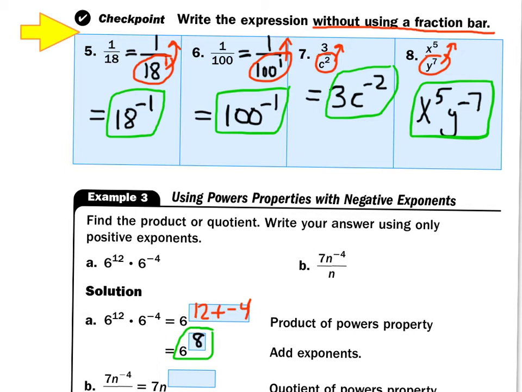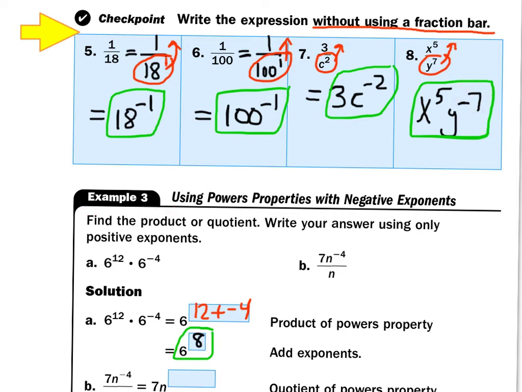Take a look at number 7, 3 over c to the second power. So grab the parent and the baby in the pool and let them climb out. So then it gives us 3c to the negative 2 power. Remember, the babies are not going to want to get out of the pool if they're happy in the pool. Okay, and then take a look at number 8, x to the fifth power over y to the seventh power. Again, circle the parent and the baby and let them get out of the pool. So it's x to the fifth power, y to the negative seventh power.